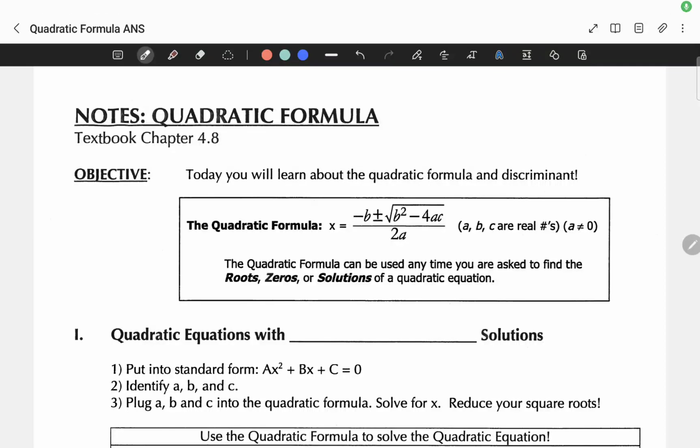So today we're going to be taking a lot of notes, so just bear with me. It's going to be pretty long. So today we're going to go over the quadratic formula.